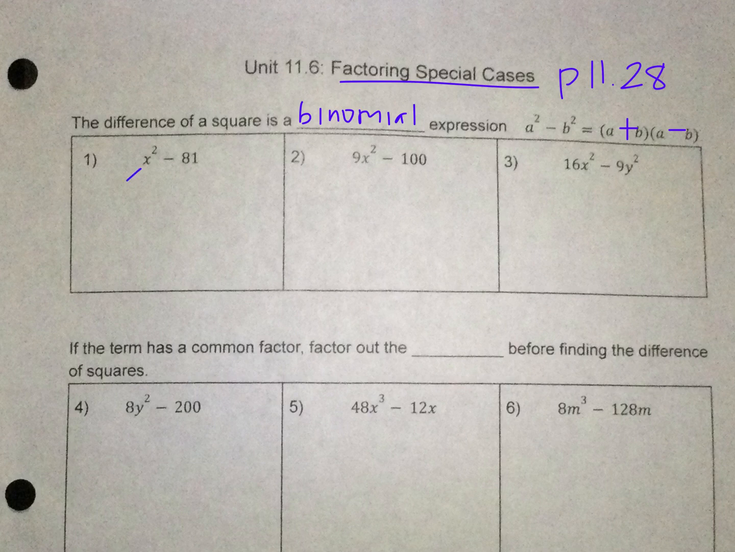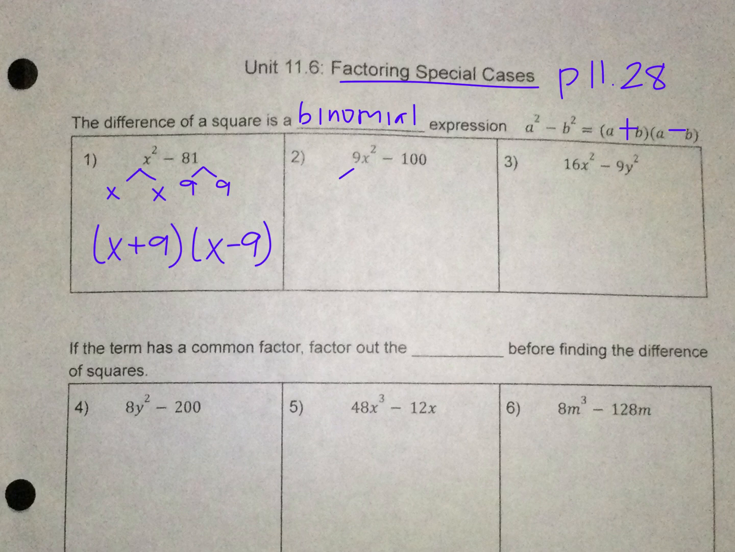So, if I have x squared, I know it's x times x. If I have 81, I know that it is 9 times 9. So then I'm just going to put these into two groups: x plus 9, x minus 9. So we're factoring just like we've been doing. These are just special ones.